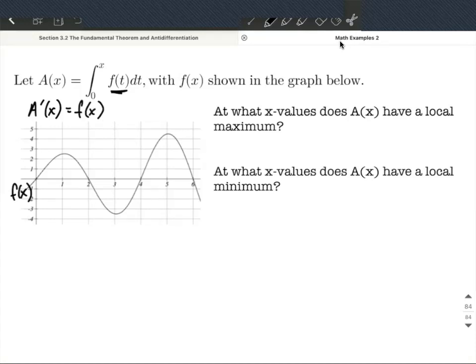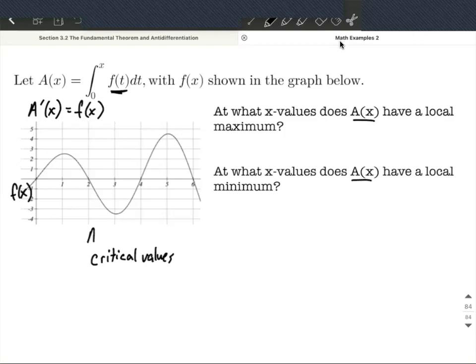Now we're asked when A is going to have local maximums and local minimums, not the derivative of A. So we're not looking for the highest and lowest points on the graph below. Instead, let's think about this first of all in terms of critical values.